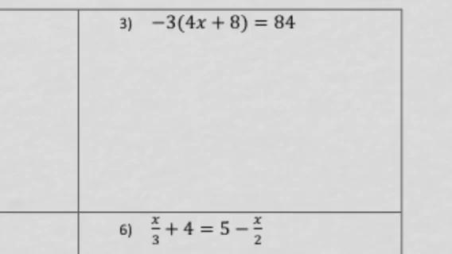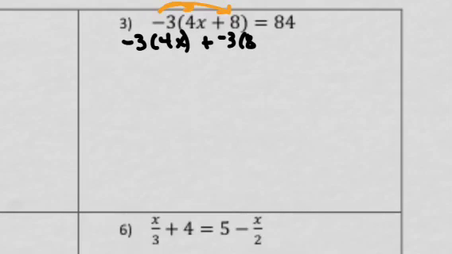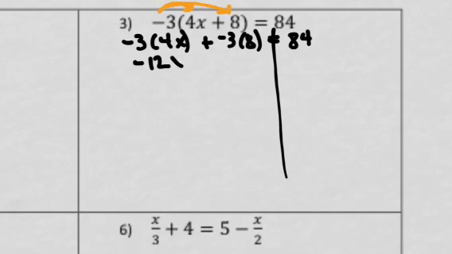For number 3, we're going to distribute the negative 3 to both of those, so we get negative 3 times 4x plus negative 3 times 8 is equal to 84. So that means negative 12x plus negative 24 is equal to 84. To get rid of the negative 24, I have to add 24 to both sides.